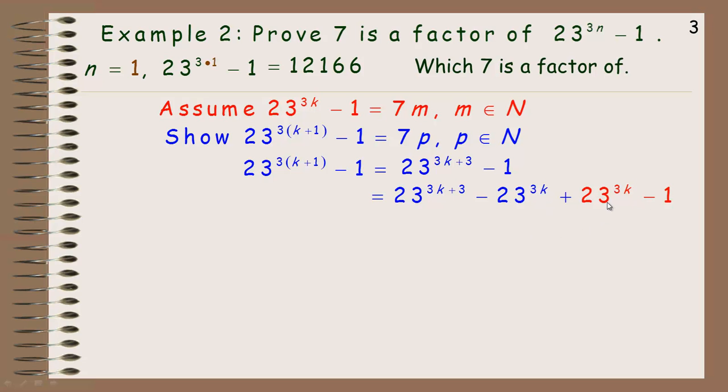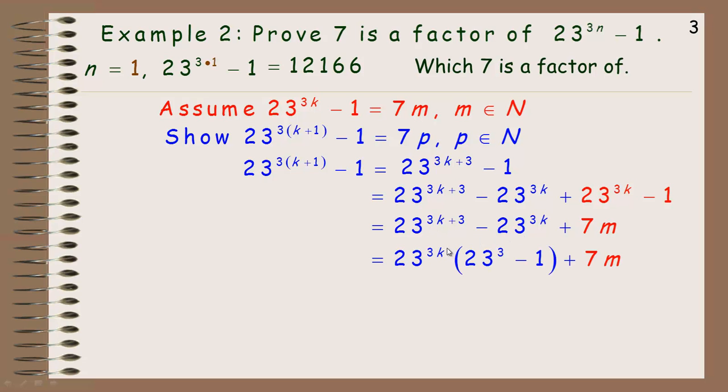Now, I'm changing some colors here to point out that on the end here, 23 to the 3k minus 1, there's the induction hypothesis. 23 to the 3k minus 1 is equal to 7m. So I can put 7m in place of this. That's how I involve my induction hypothesis. That certainly is divisible by 7 because it has a factor of 7 in it. Well, how is this divisible by 7?